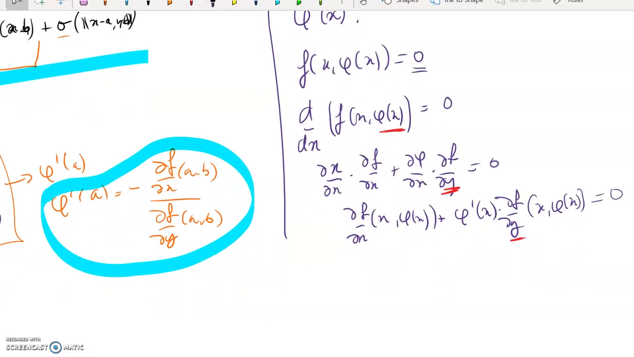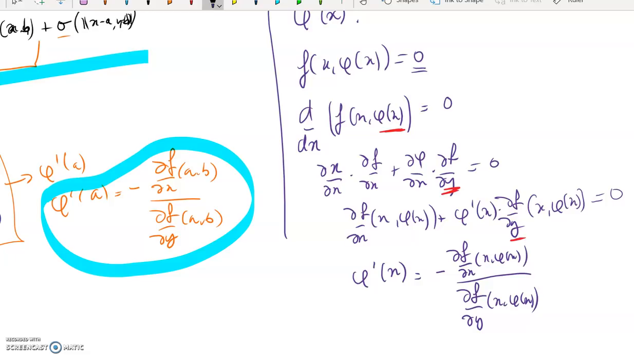Okay, and again, we can do the same kind of thing. If I'm looking for phi prime, we can extract phi prime out of this equation. It's going to be minus df over dx at point x phi of x divided by df over dy at point x phi of x. And again, we need that the bottom of that fraction is different from 0.